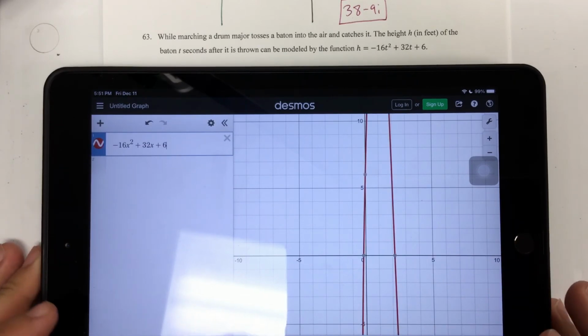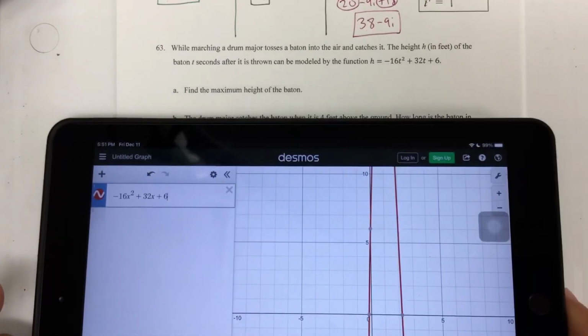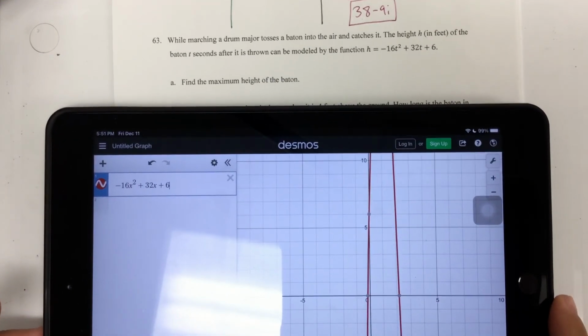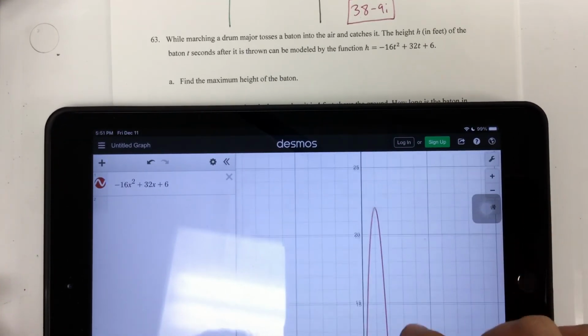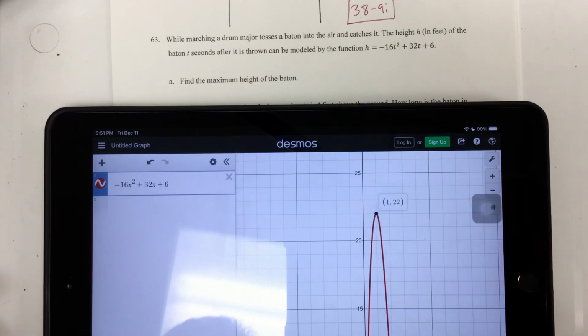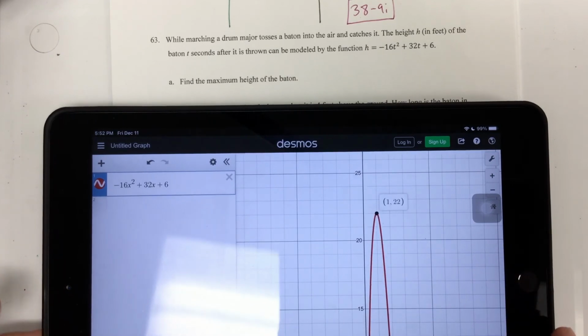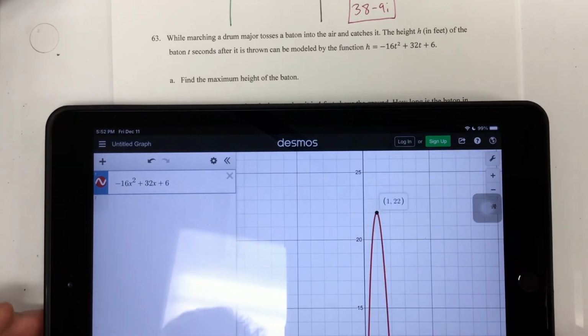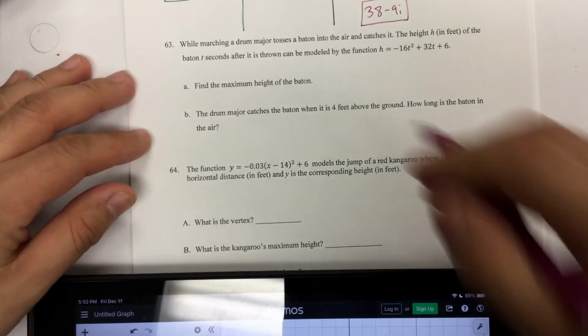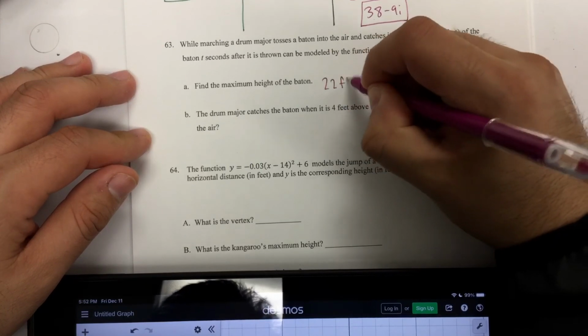All right, so the first question says, find the maximum height of the baton. So I'm going to scroll to the top because the vertex is the max because it's facing down, and the y value is the maximum height. So 1, 22, that 22 is going to be my height. The 1 just represents the time. So 22 is feet. So the maximum height here is 22 feet.